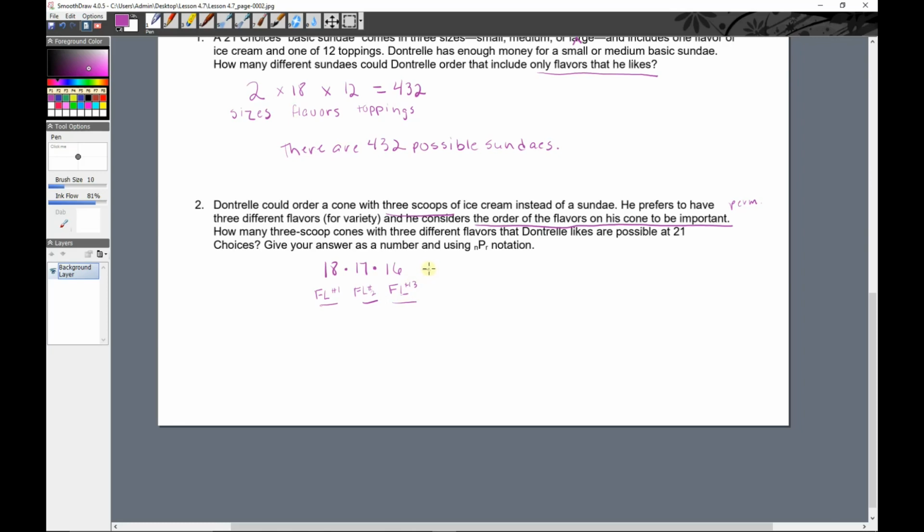Okay? And that's going to give us, well, we'll do the permutation notation. That's 18 things taken 3 at a time in a permutation where order matters. And that's really it. This times this times this, which is 4,896. Wow, that's a lot. Okay? So there are 4,896 possible 3-scoop cones.